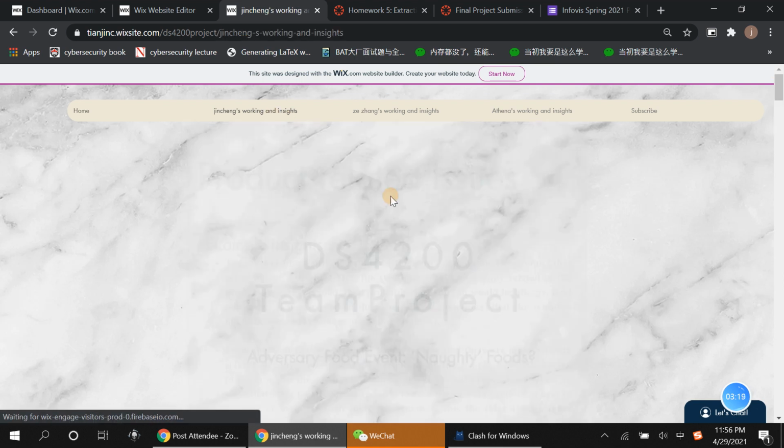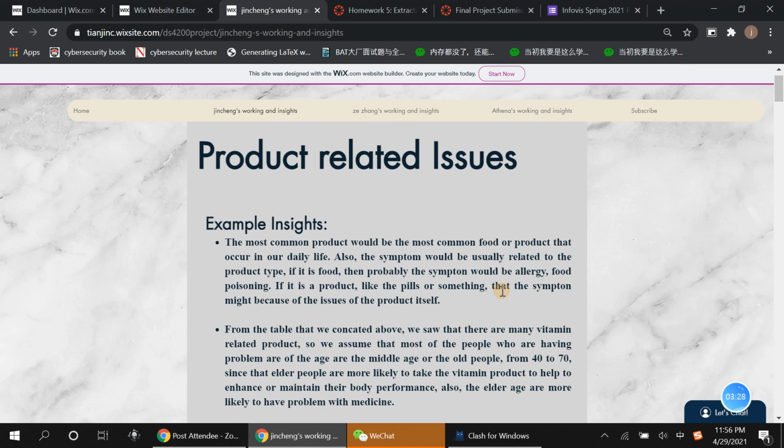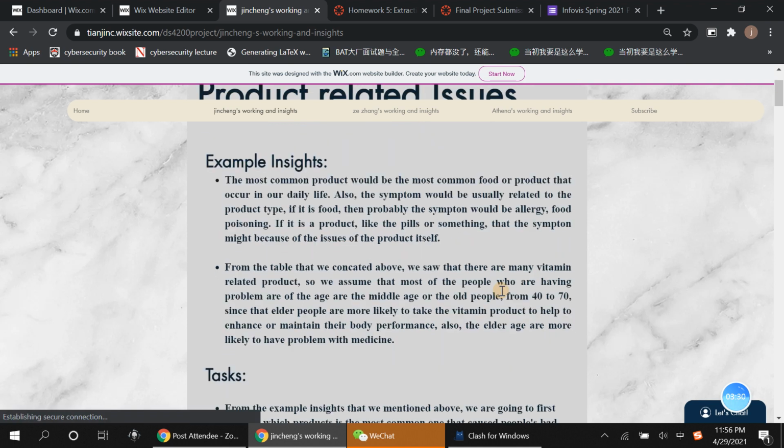So first, my part has two example insights. The first is that the most common product would be the most common food or product that occurs in our daily life. Also, the symptom will usually be related to the product type. If it is food, then probably the symptom will be allergy or food poisoning. If it is a product like pills, medicine, or a vitamin, then the symptom might be because of an issue with the product itself.